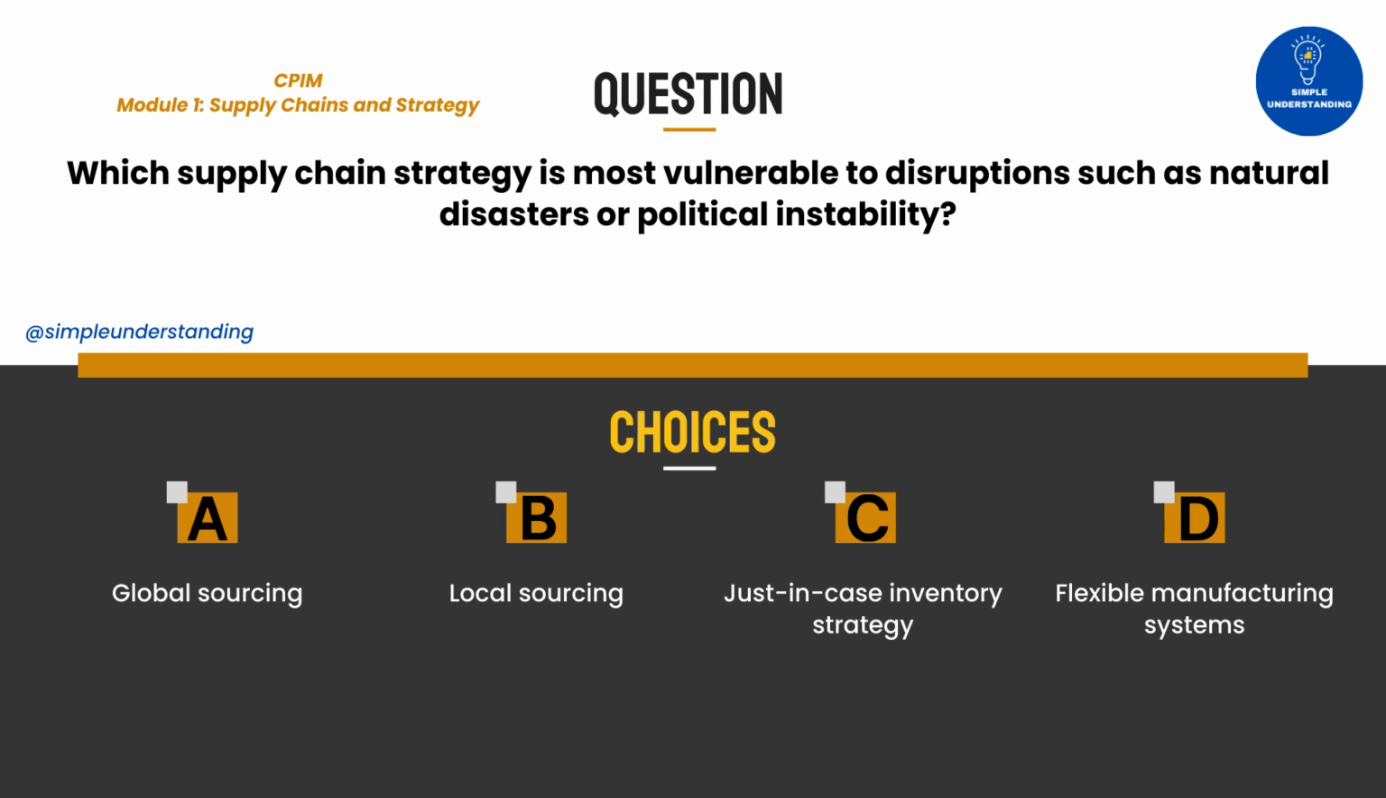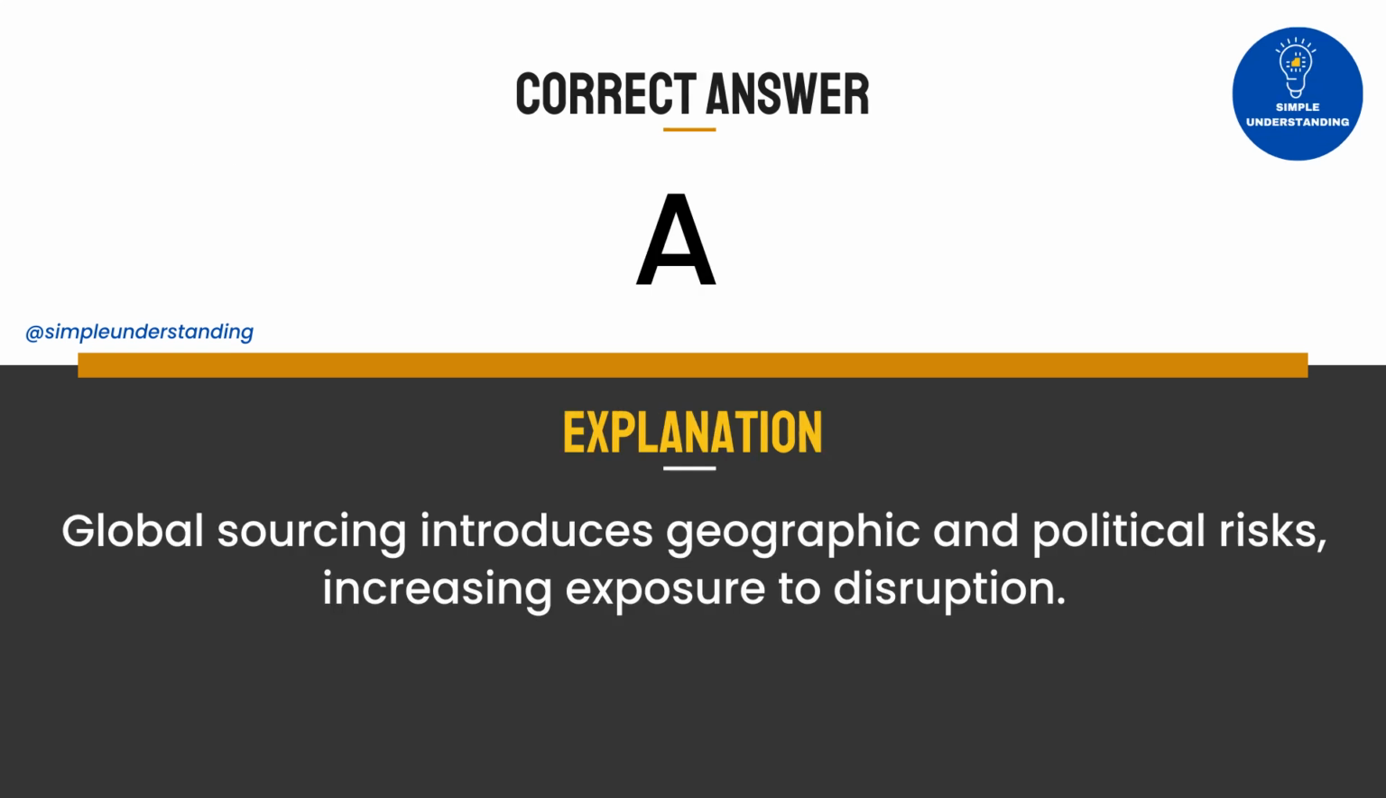Question 9. Which supply chain strategy is most vulnerable to disruptions, such as natural disasters or political instability? A. Global sourcing. B. Local sourcing. C. Just-in-case inventory strategy. D. Flexible manufacturing systems. Correct answer. A. Explanation. Global sourcing introduces geographic and political risks, increasing exposure to disruption.